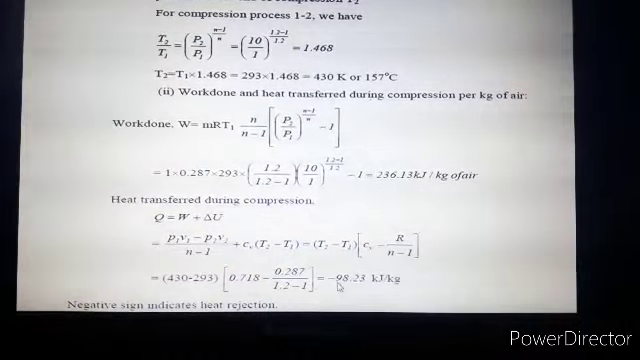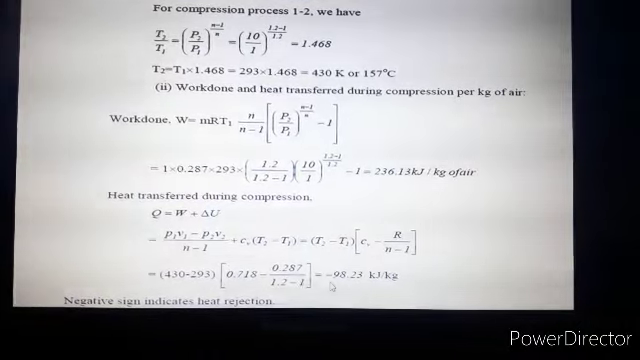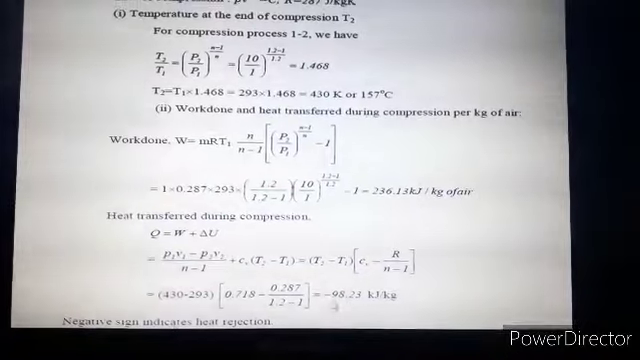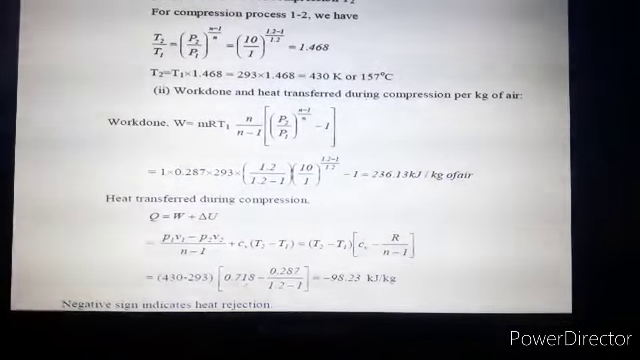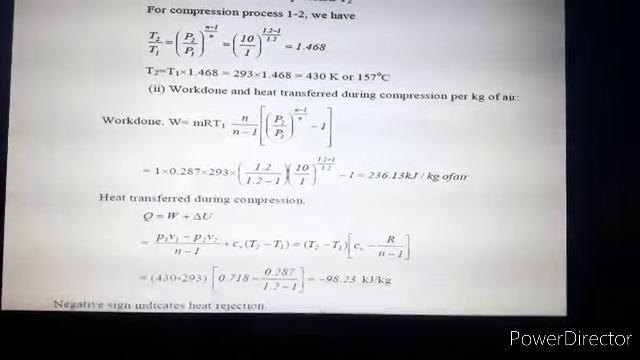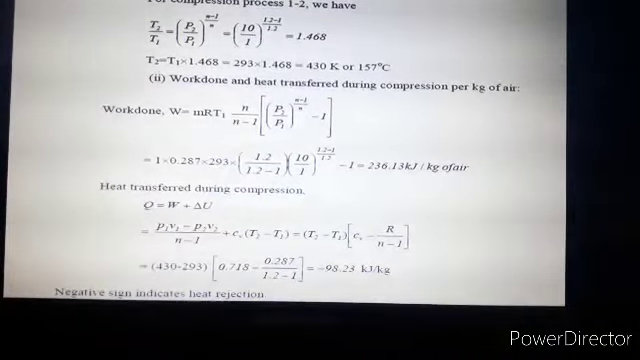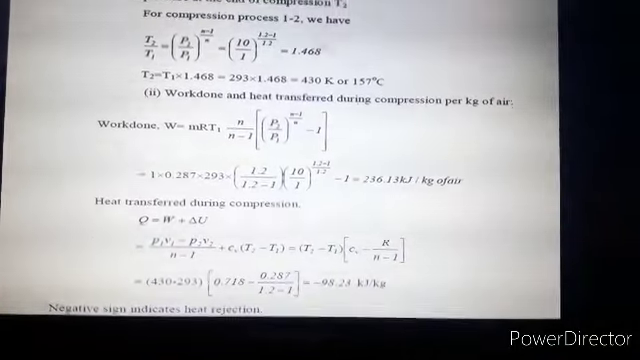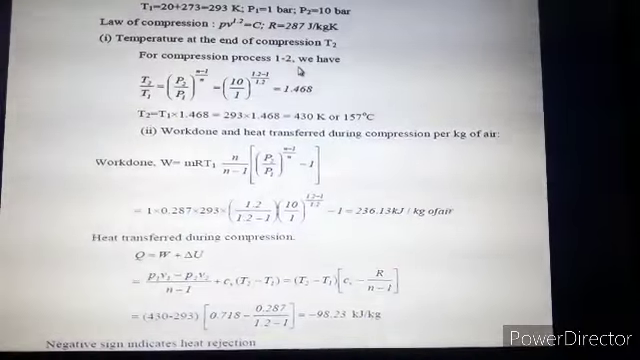Now why is there a negative sign here, or what is the significance of this negative sign? That negative sign indicates that heat is rejected during the compression. Now this is the solution for the first numerical. Now let us proceed to the next numerical.